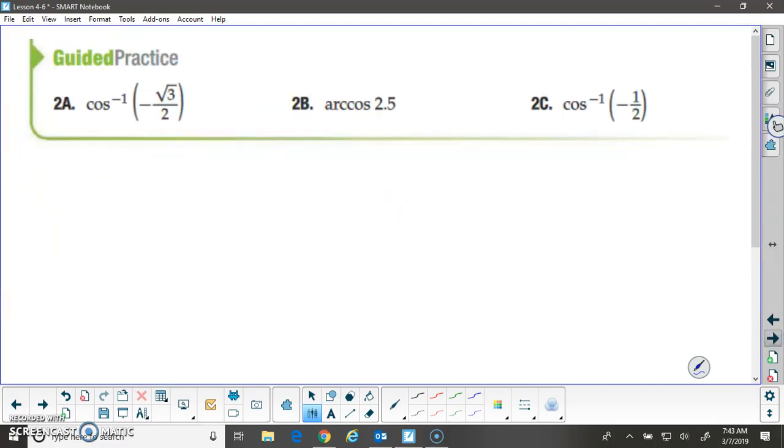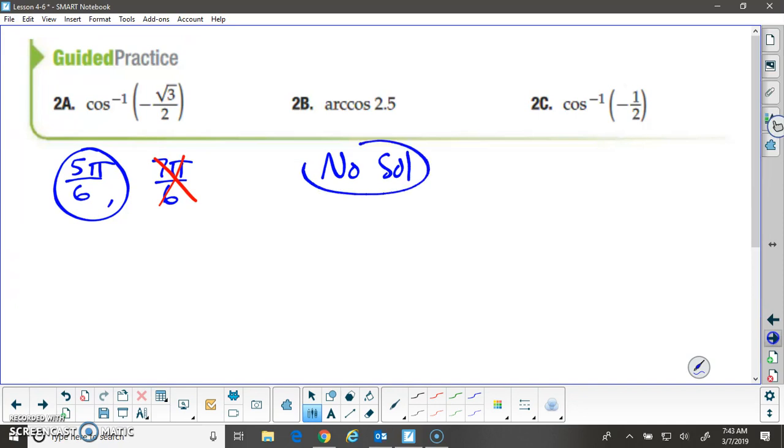A couple additional examples. Cosine inverse of -√3/2. This would have to be at 5 pi over 6, and also at 7 pi over 6. Well, the 7 pi over 6 is not within the restricted domain of 0 to pi, so therefore 5/6 pi is our answer. Arc cosine of 2.5 would be a no solution, because 2.5 is bigger than 1.